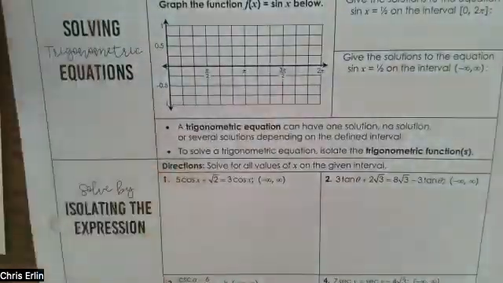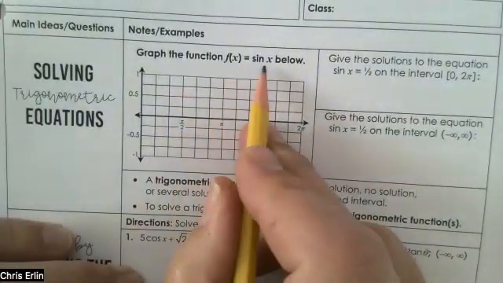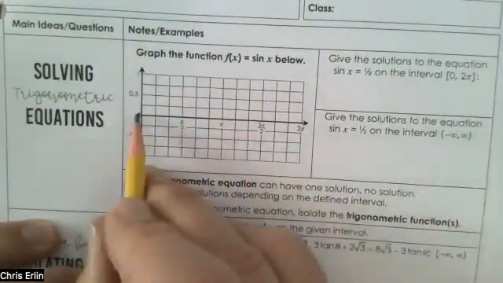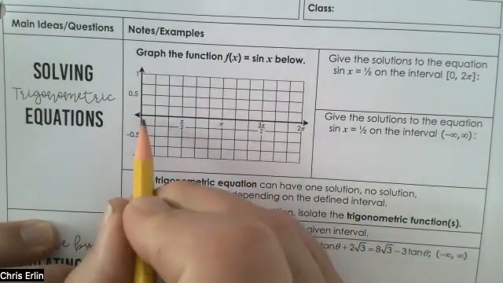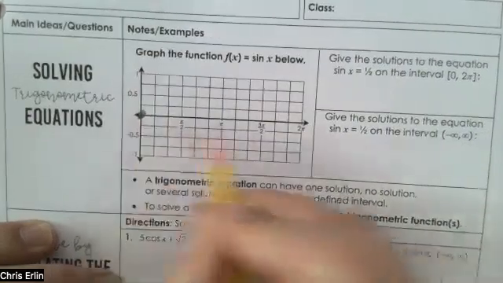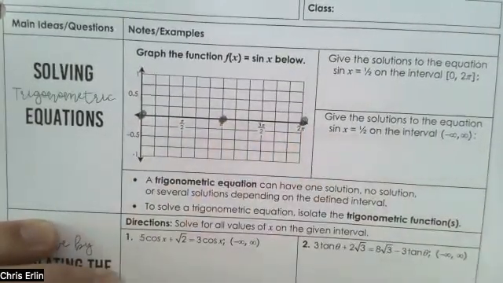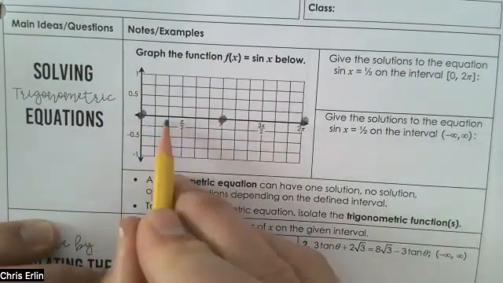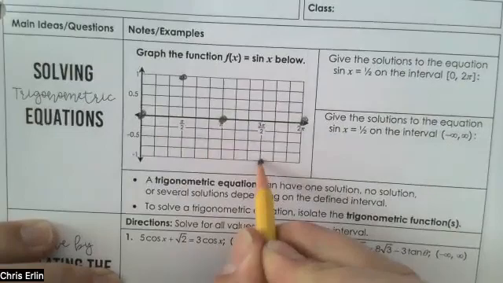Solving trigonometric equations. So let's start by graphing f of x as sine of x. We know that the period is 2 pi. It's got an amplitude of 1. It starts at 0, 0. It ends at 0, 0. Halfway in between is at a 0. At the quarter point, it's at a max. At the 3/4 point, it's at a minimum.